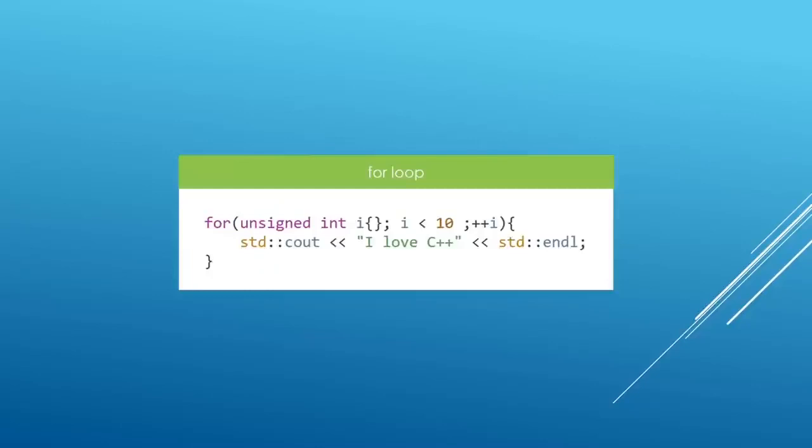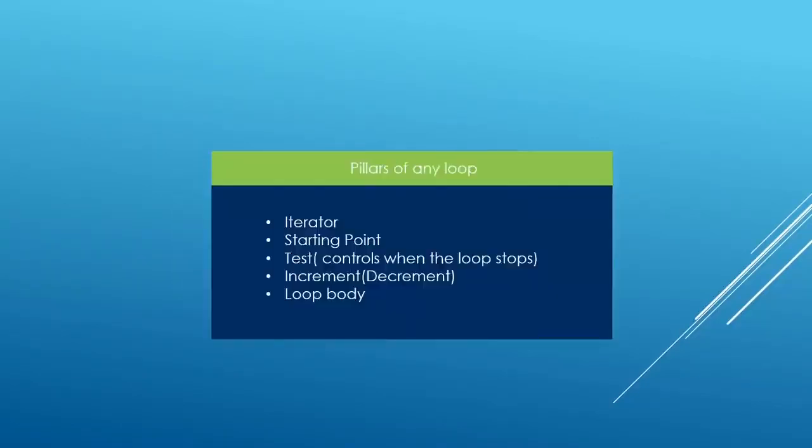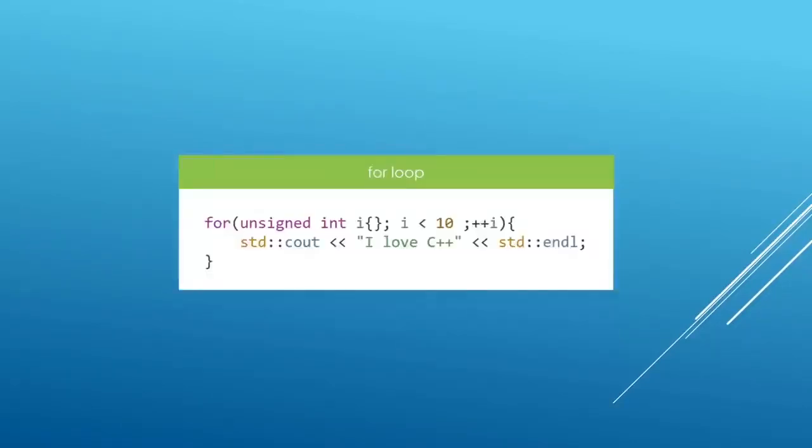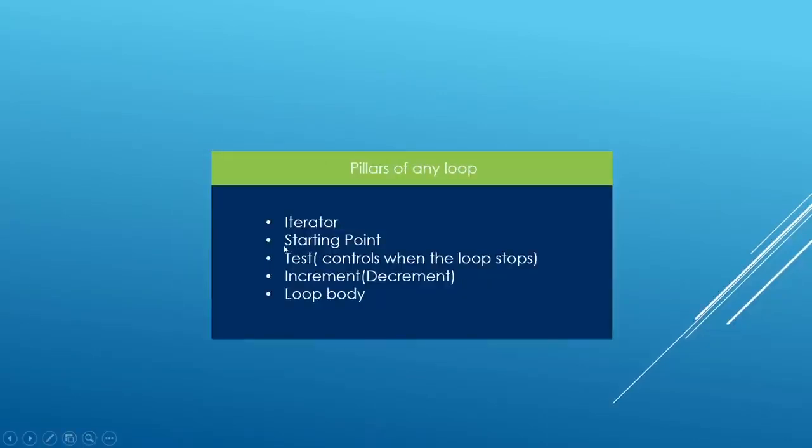The syntax for loops look like this, and it may look intimidating for first users, but we're going to break this down. We have a few parts in here. The first part is the iterator, which is a variable that we're going to be using to navigate through the loop. And that variable is this unsigned int i here. We are going to initialize this to 0, and the value we initialize this with is going to be our starting value. And that's another key point of any loop. Any loop is going to have a starting point.